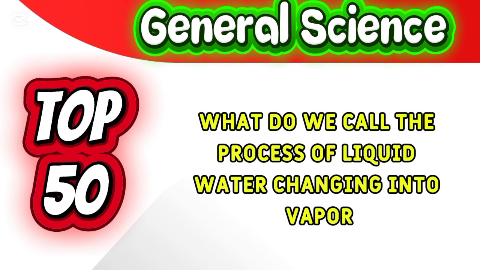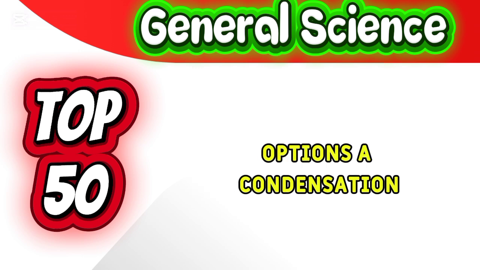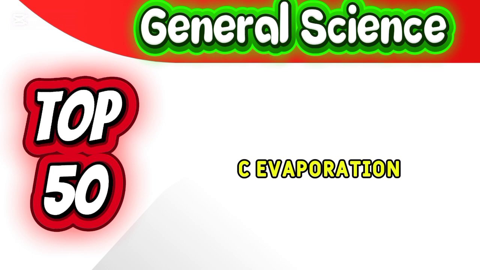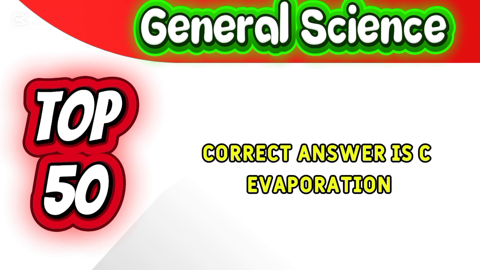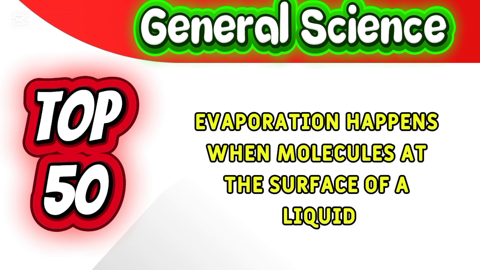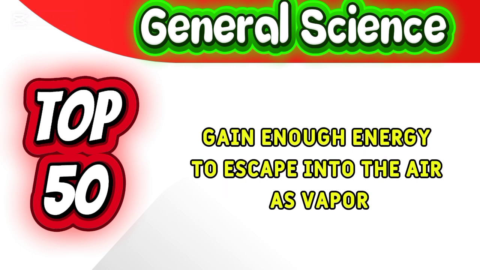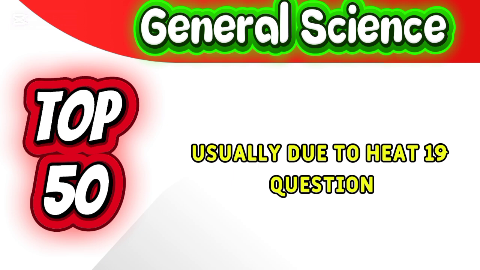18. Question: what do we call the process of liquid water changing into vapor? Options: A, condensation; B, freezing; C, evaporation; D, sublimation. Correct answer is C, evaporation. Explanation: evaporation happens when molecules at the surface of a liquid gain enough energy to escape into the air as vapor, usually due to heat.